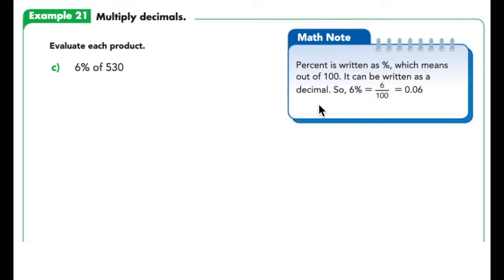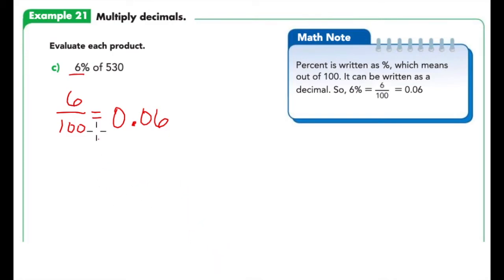So when we're writing 6%, it's 6 over 100, which is equal to 0.06. So if we were putting 6% into decimal form, what happens here is it means 6 out of 100. So we set that up as 6 out of 100. And if we want to write that as a decimal, it becomes 6 hundredths, so 0.06.